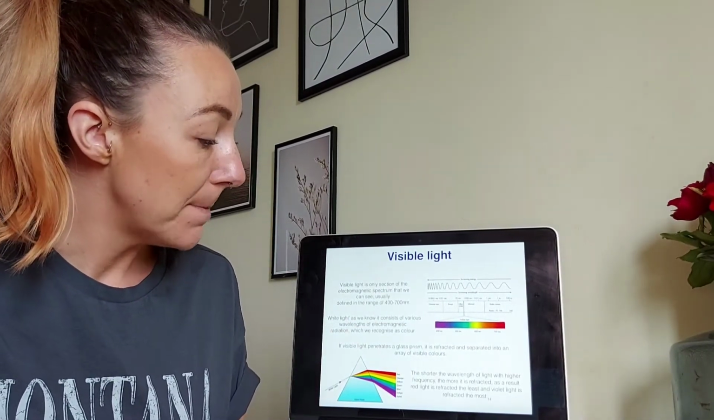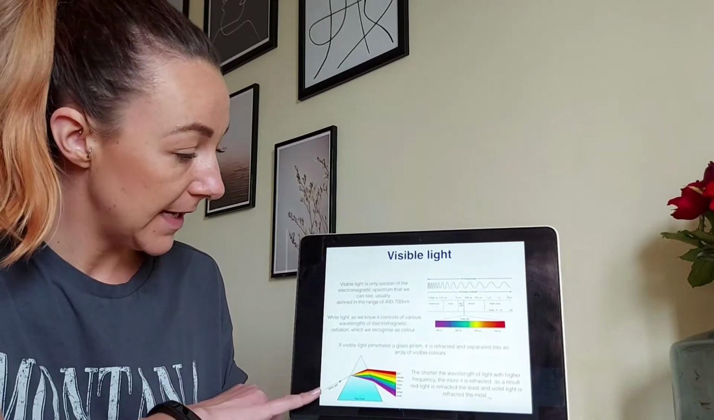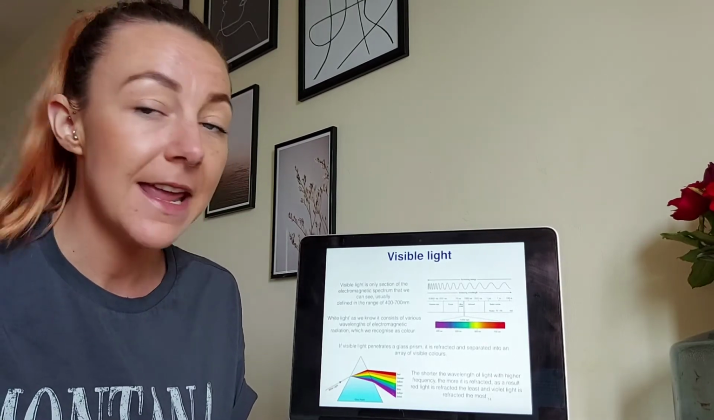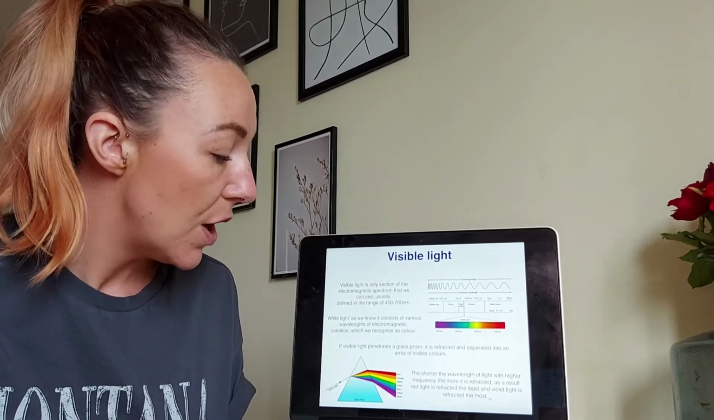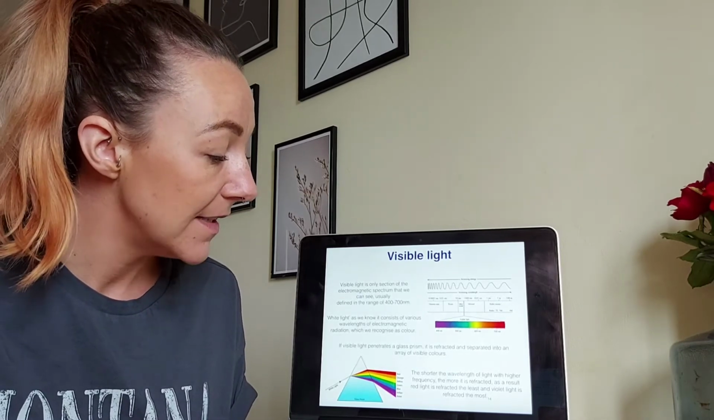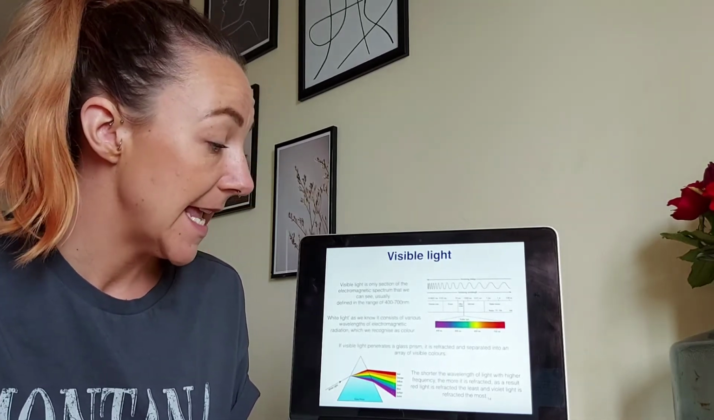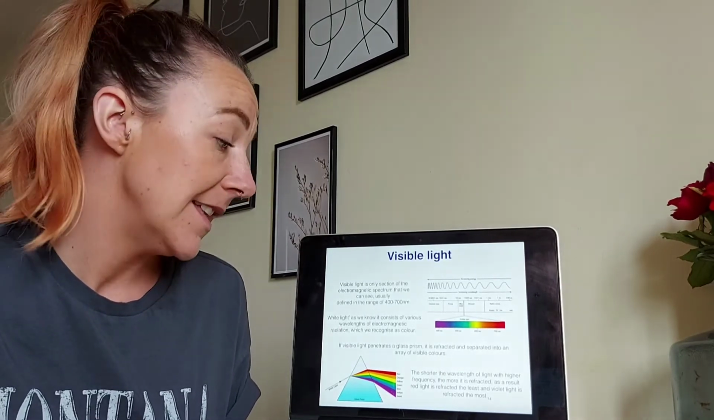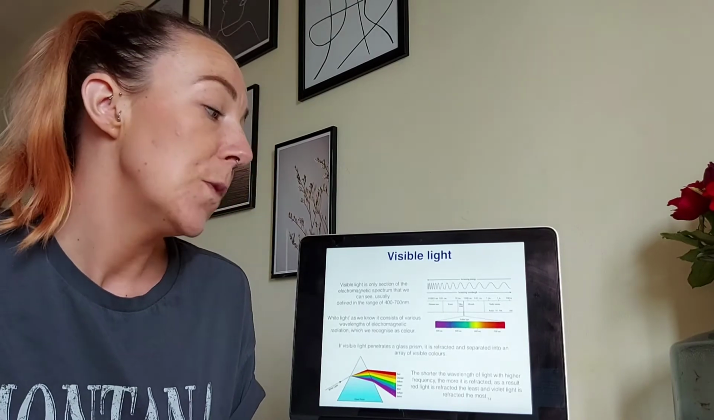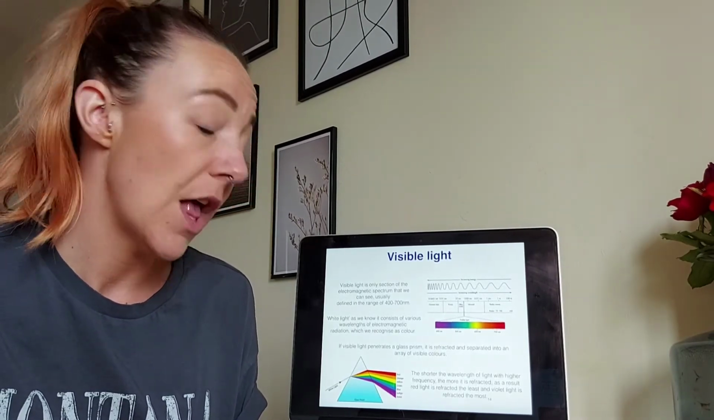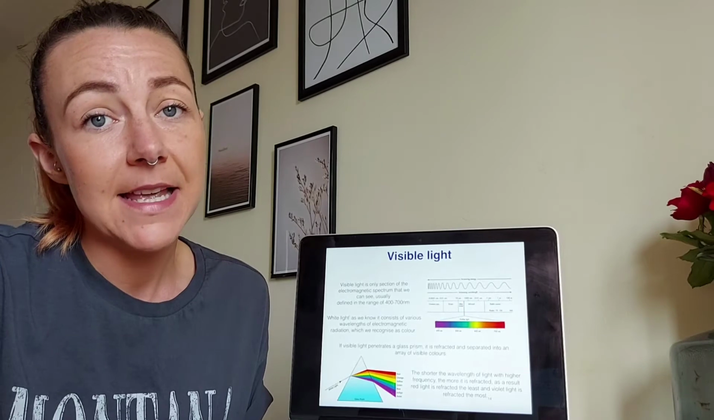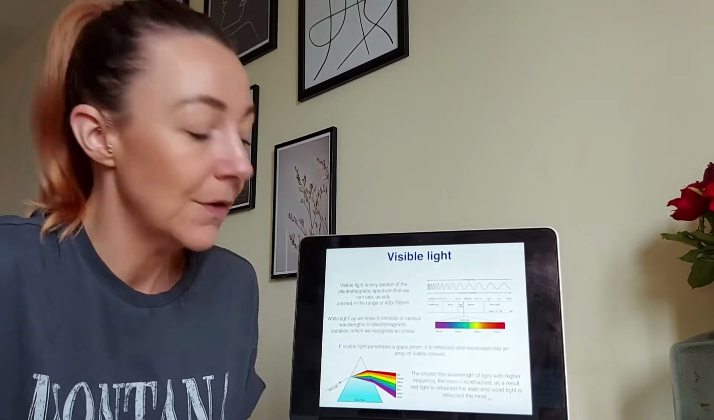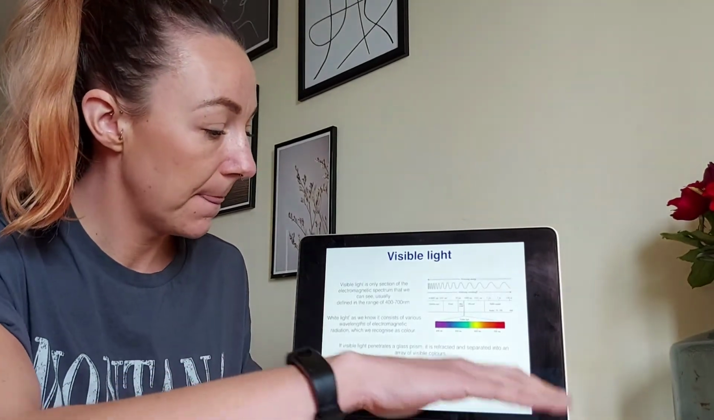If visible light penetrates a glass prism down here, it is refracted and separated into an array of visible colours. The shorter the wavelength of light with the higher frequency, the more it is refracted, and as a result, red light is refracted the least, whereas violet light is refracted the most. And this is what we recognise as a rainbow, of course, as you can see.